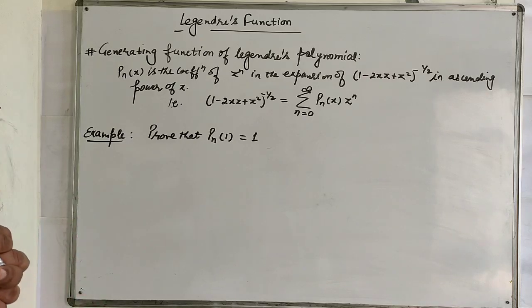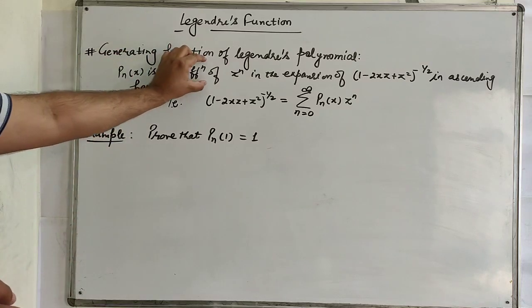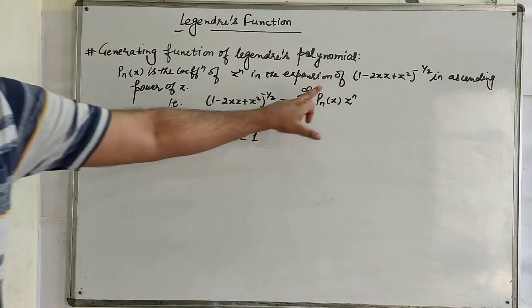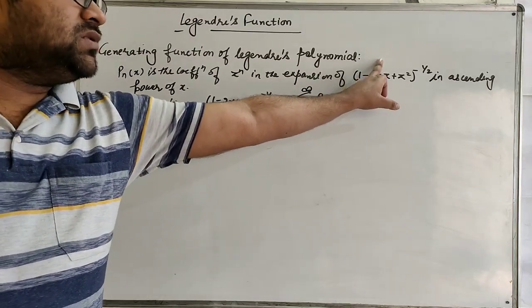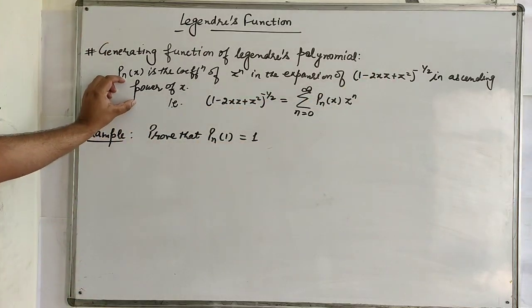Hello guys, this is a lecture on Legendre's function. In today's lecture, we will study the generating function of Legendre's polynomial. What is this? Pn(x) is the coefficient of z raised to power n in the expansion of (1 minus 2xz plus z square) power minus 1 by 2 in ascending power of x.